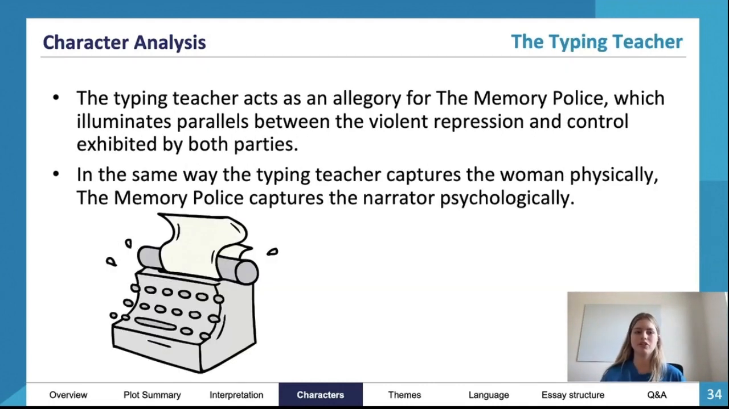And then the typing teacher, so this acts as an allegory of the memory police, which illuminates parallels between the violent repression and control exhibited by both parties, okay? And in the same way the typing teacher captures the woman physically, the memory police captures the narrator psychologically. They have their discrepancies in the story, but I think they both prove similar things, or they definitely have parallels that cross over, okay?